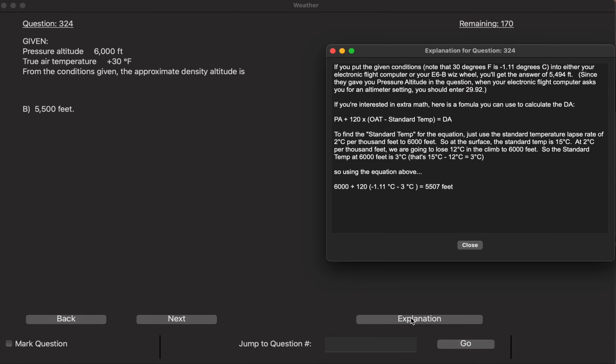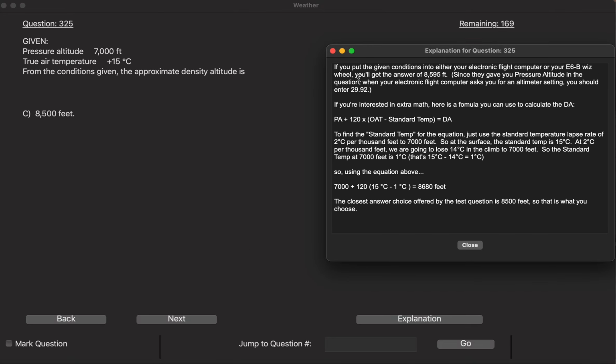And another one. So again, 2 degrees per 1,000 feet all the way up to 6,000 feet. And then we take our 15 degrees standard minus 12 degrees for our 30 degrees Fahrenheit equals 3°C. So 6,000 feet plus 120 minus 1.1 minus 3 equals 5,507. Rounding down to 5,500.